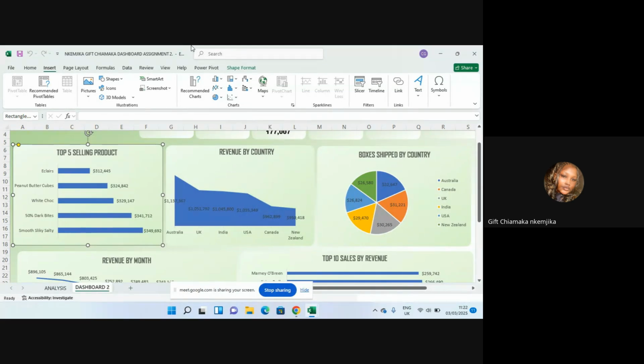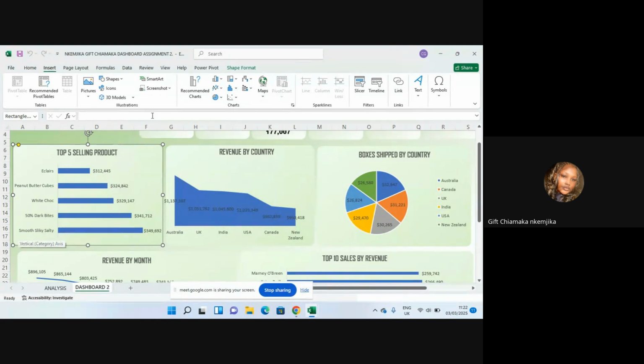where Smooth Silky Salt had the most sales for the year, followed by the 50% Dark Bites with total sales of $341,000, White Chalk with $329,000, Peanut Butter Cubes with $324,000, Eclairs with $312,000.